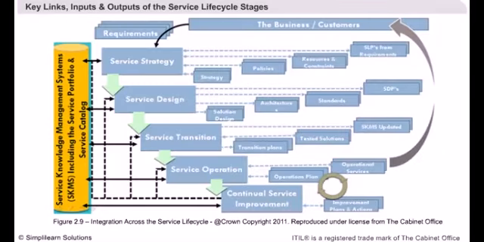In our last few slides, we learnt about the basics of service operations. This slide explains the key links, inputs and outputs of the service lifecycle stages. This is a pictorial representation of the key links, inputs and outputs of the service lifecycle stages. Stages of the lifecycle work together as an integrated system to support the ultimate objective of service management for business value realization. Every stage is interdependent as shown in the figure.